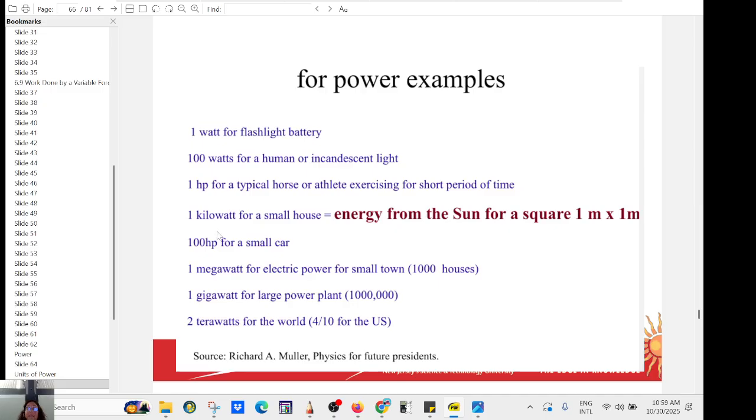So this is also interesting. 1 kilowatt, you need 1 kilowatt for a small house. So solar energy is good for a small house. It's not good for a whole city. Okay, 100 horsepower for a small car. 1 megawatt, so you multiply by 1,000. Mega is a million. So a thousand for a small house. If you have 1,000 houses, that will be 1 million watts, so 1 megawatt. A city of 1 million people, you need 1 gigawatt.